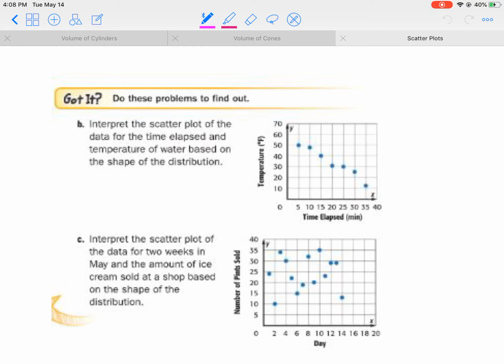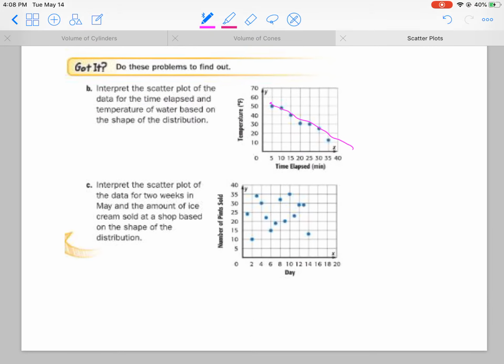And what I mean by that is, can you see a line? If you were to draw a line, would the data fall close to a line? And then are there any clusters or any outliers? Those are the type of questions that you want to be asking yourself.